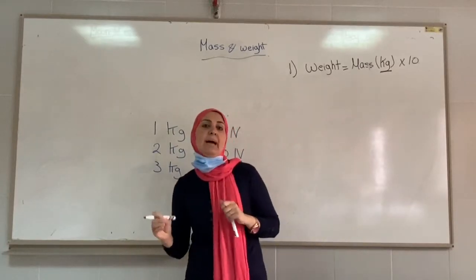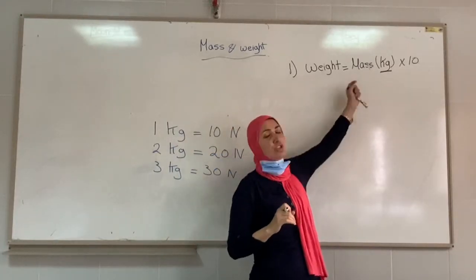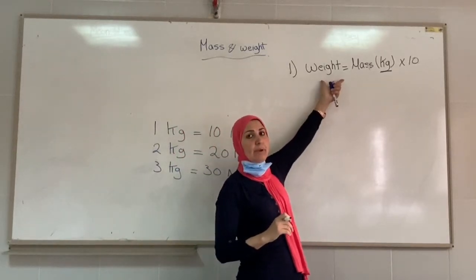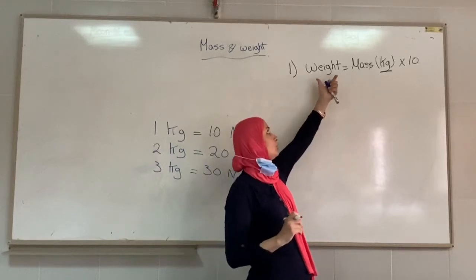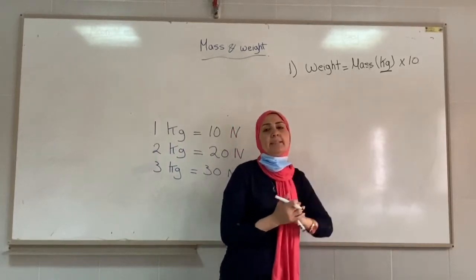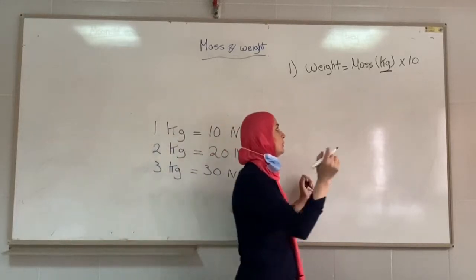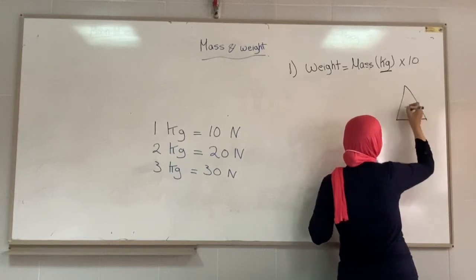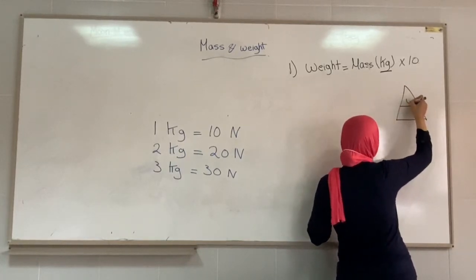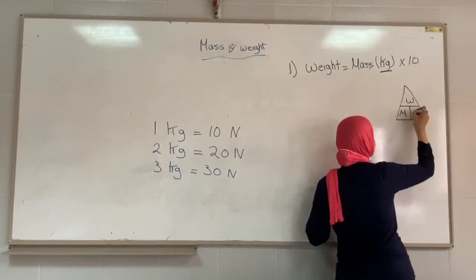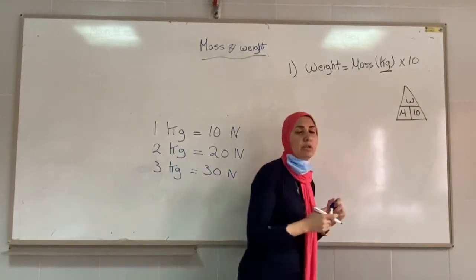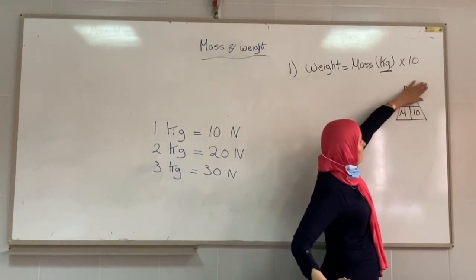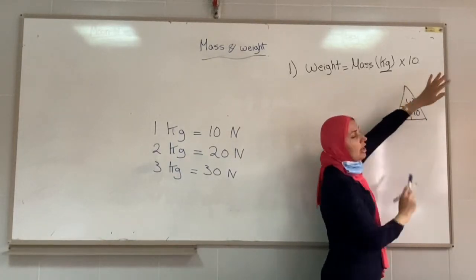If I have the mass in grams, then I have to change it to kilograms. So if I have the mass of any object and I want to calculate its weight, I can calculate it from this rule. Let's do it in a different way. I will draw this triangle like this, and I will write here weight, mass, and 10, so that I will not forget the rule. If I want to calculate the weight, I will do like this, so it is mass times 10.